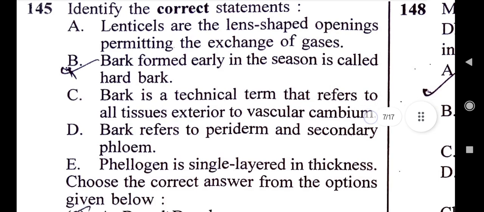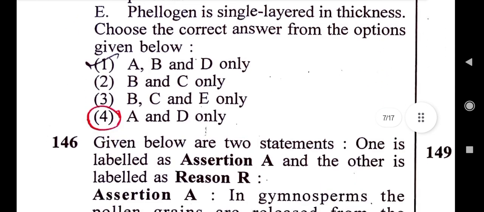So the correct statements are A and D. So option 4 is the correct option.